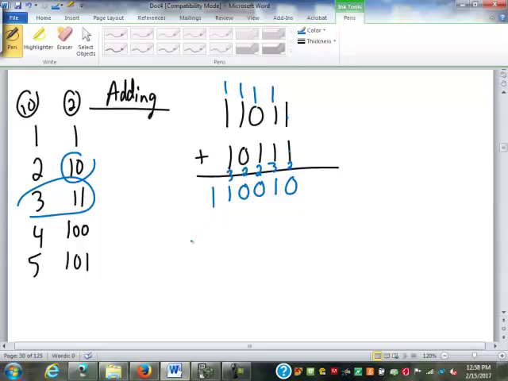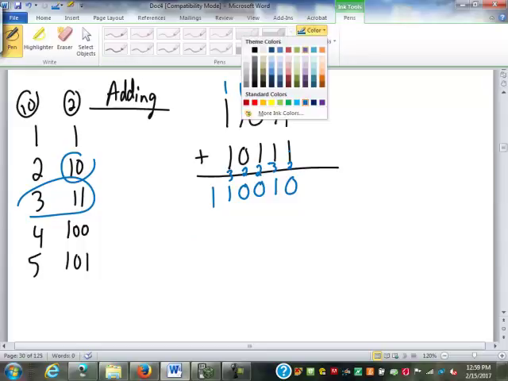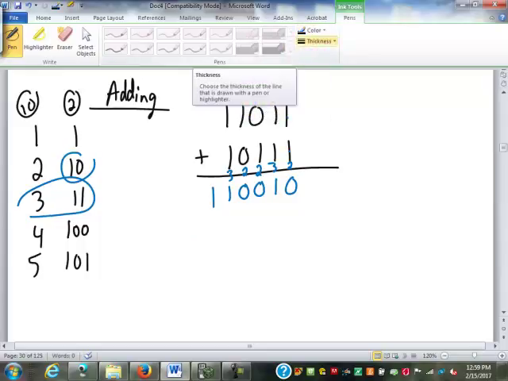Now, I went kind of fast there. For where? For the 3? No, 3 is just 1, 1. I put the 0 here for the 2, and then I carried the 1.